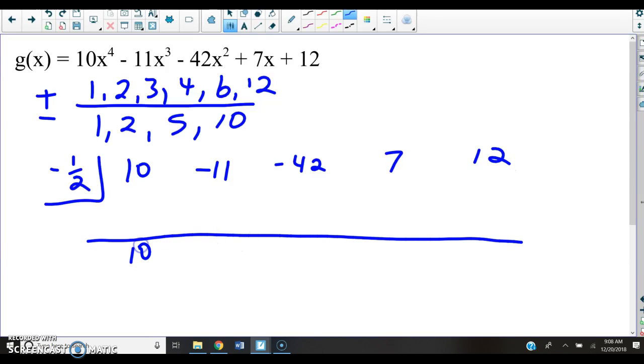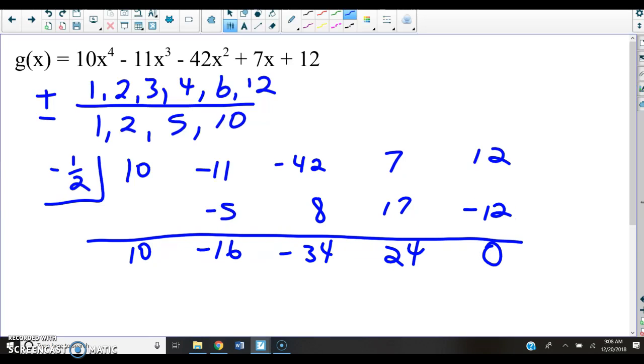So here's 10, that would be negative 5, negative 16, that would be 8, negative 34, that would be 17, 24, negative 12, how about that? It worked. So there's our negative 1/2. Okay, and the other one was 6/10 or 3/5. You know me, I'm a fractions person.